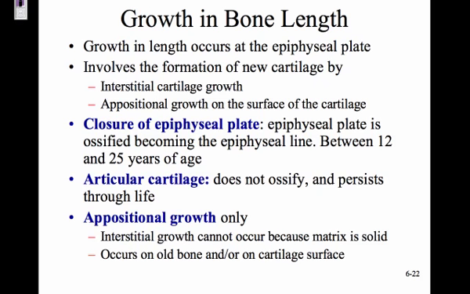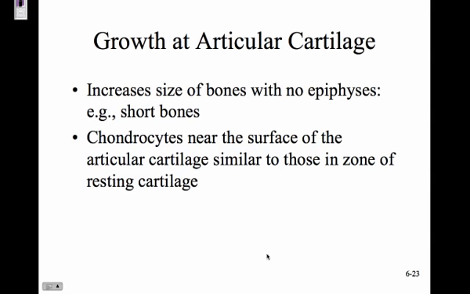Appositional growth occurs in old bone after the epiphyseal plate has closed. You still have some appositional growth there. And when you have no epiphyses, like short bones, so you don't have an epiphyseal plate, there is still growth at the articular cartilage. The chondrocytes near the surface of that cartilage are similar to those that would be in the epiphyseal plate. So you're still going to have growth in bone length there.